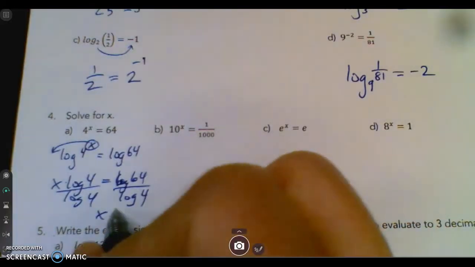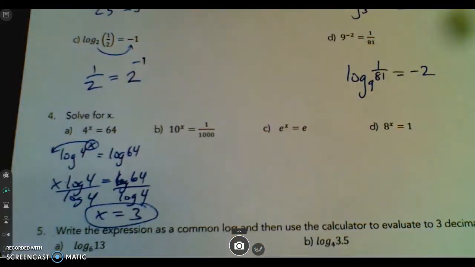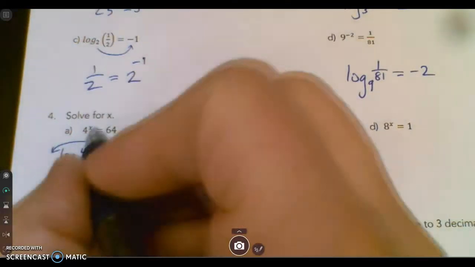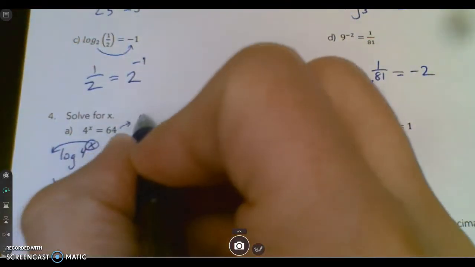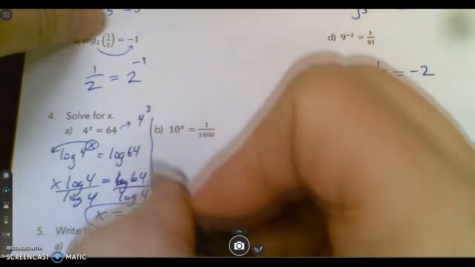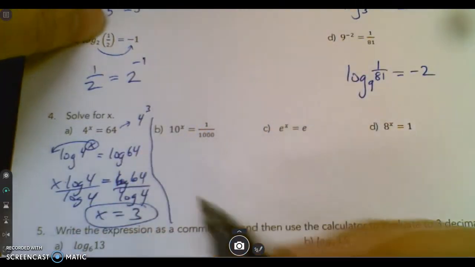You'll get a nice answer because I should have noticed that if you type that in, common log of 64 divided by common log of 4, get a nice answer of 3, and I should have noticed that because I can rewrite 64 as 4 to the third. Same with this one. If you ever notice, by the way, I could common log both sides and I'd be done.